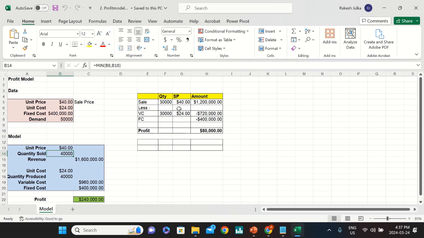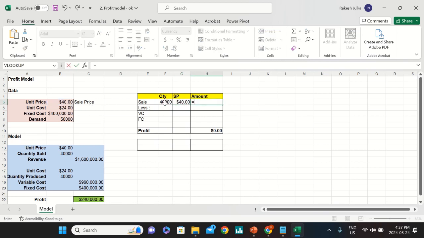Let's say we have this information ready. So, the sales quantity: how much is the quantity here? Demand is 50,000 and quantity sold is 40,000, right? So 40,000 is the quantity, and what is the selling price? The selling price here is 40, right? So 40,000 multiplied by 40 is equal to 1.6 million. It's 16 lakh.